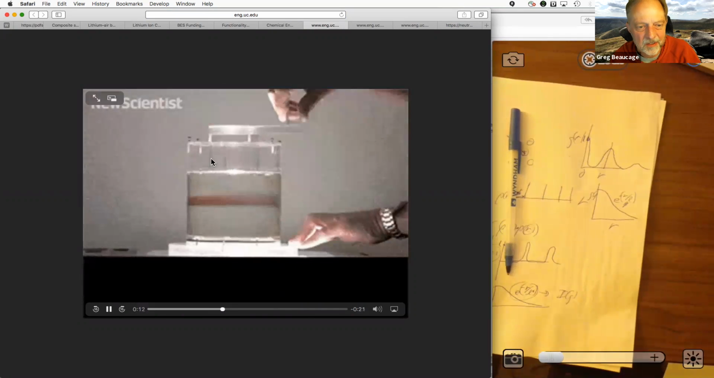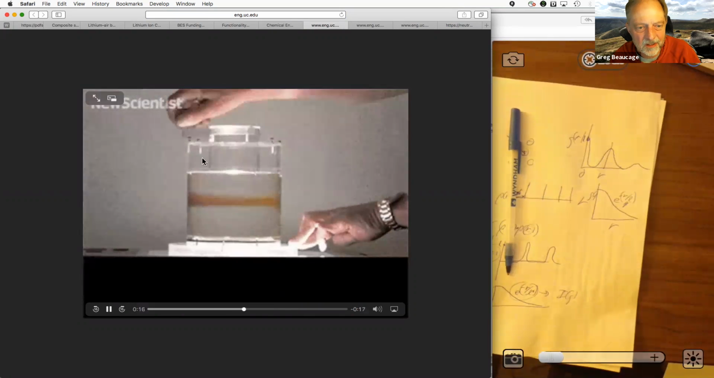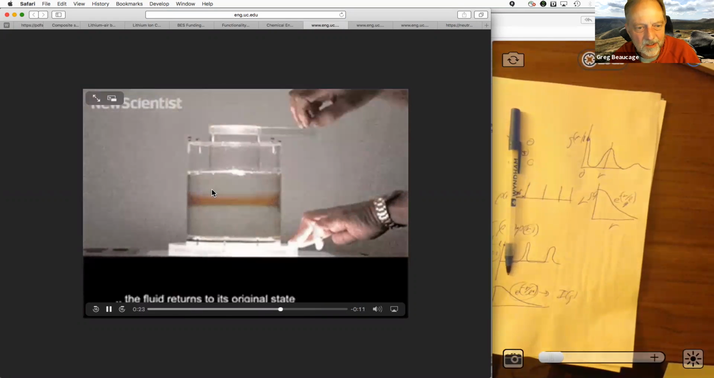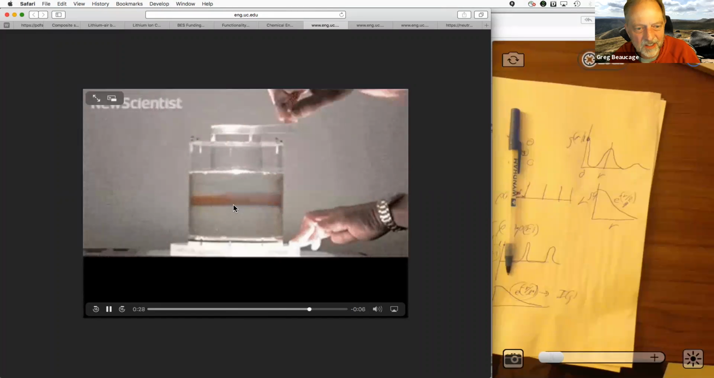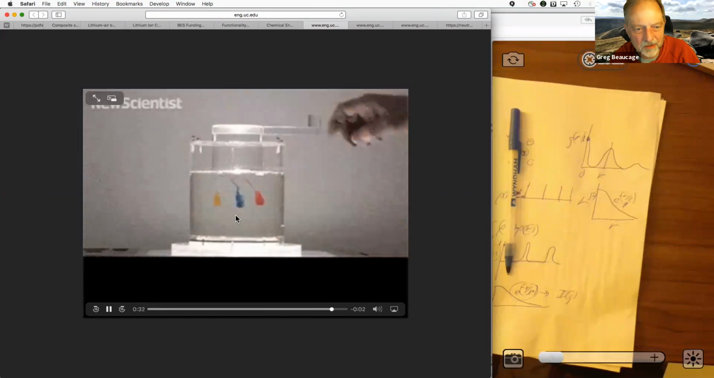So they have a Couette viscometer. It's a cylindrical chamber, right? And then he reverses it, right? So it's not reversing the video. This is actually physically reversing it. Then you end up with exactly the same thing. So it's almost completely reversible, except for the diffusion that happened.